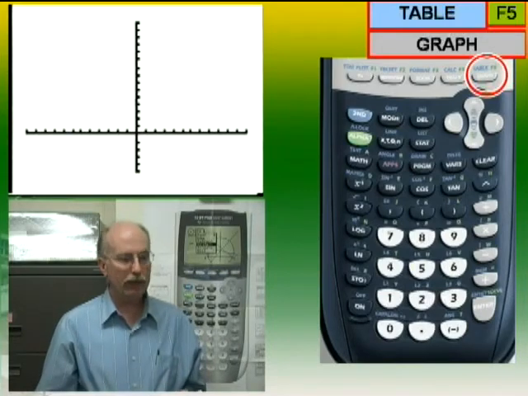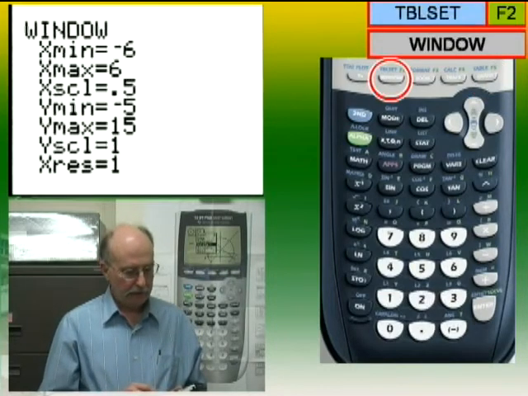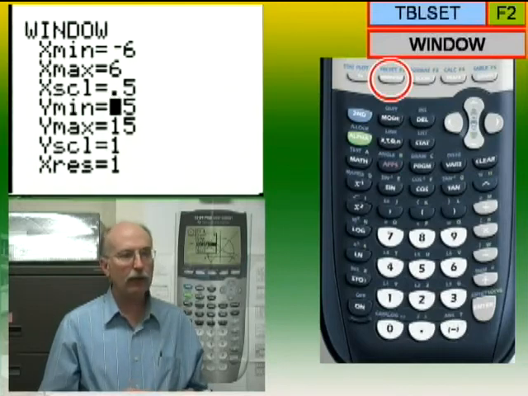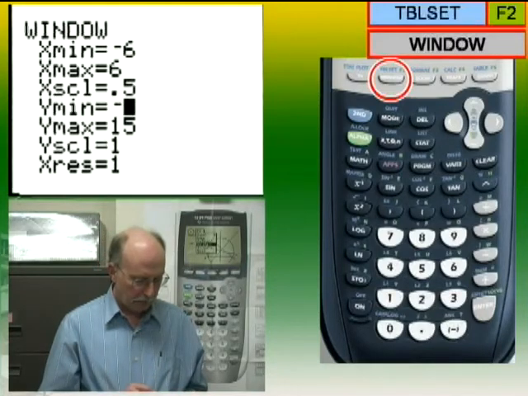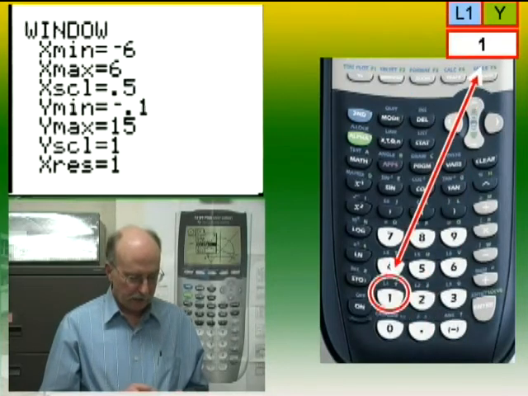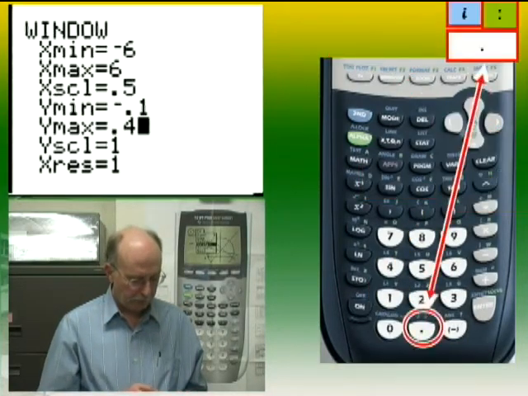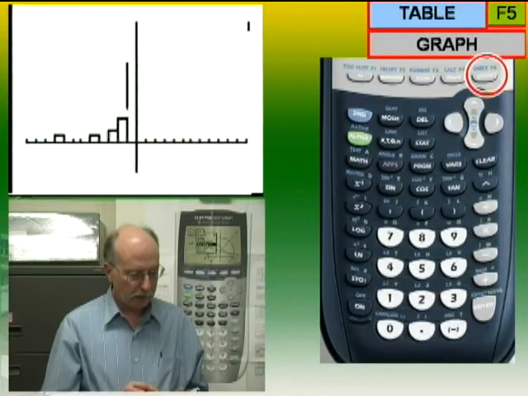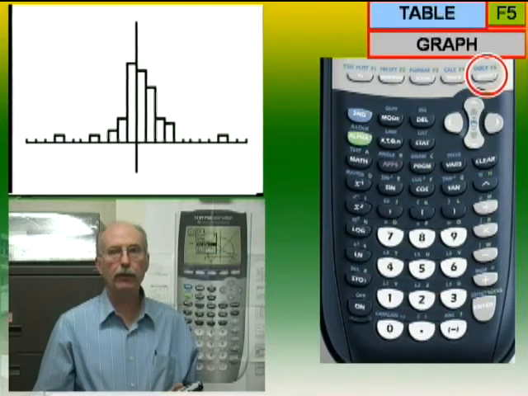So let's adjust the window. The x values are okay, but now the window is going to run from the minimum value being -0.1 to the maximum value being 0.4. And now we'll do the graph. And there's the same histogram with a relative frequency.